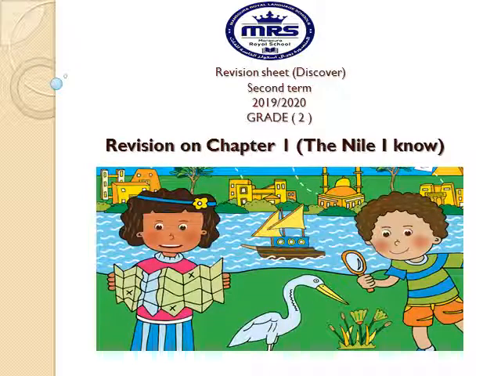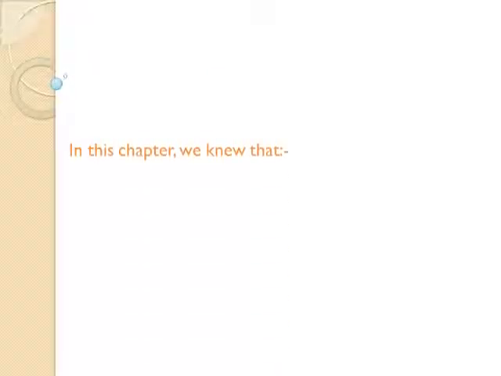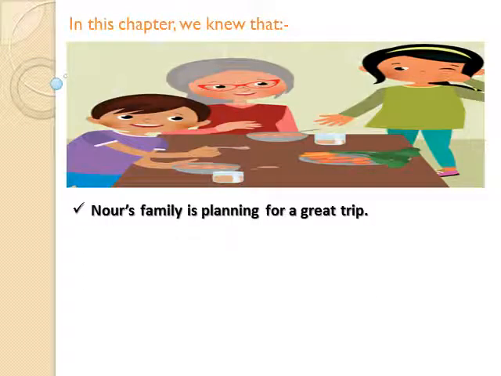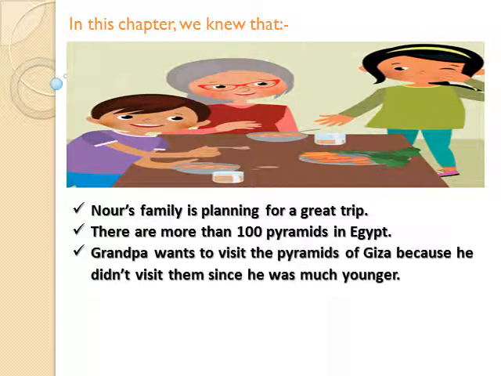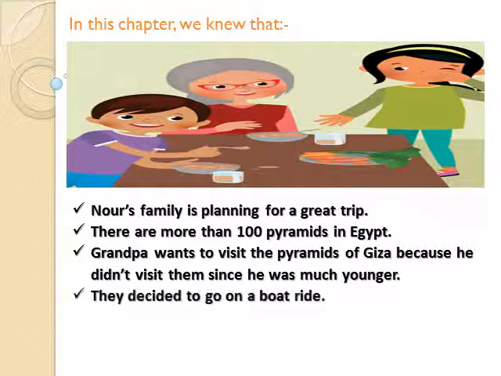Today we are going to summarize what we have learned in chapter 1, The Nile I Know. In this chapter, we learned that Noor's family is planning a great trip. There are more than 100 pyramids in Egypt. Grandpa wants to visit the pyramids of Giza because he hasn't visited them since he was much younger. And finally they decided to go on a boat ride.